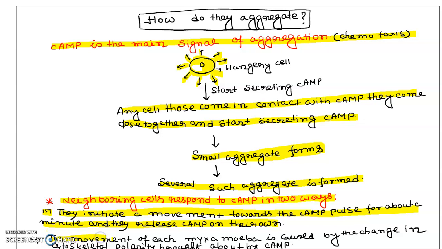The movement of each myxamoeba is caused by a change in cytoskeletal polarity brought about by the cyclic AMP. So the major important factor here is cyclic AMP, which is secreted extracellularly into the environment, and this is a rare phenomenon. We know cyclic AMP is basically involved in intracellular communication or cellular signaling pathways and is known as a second messenger. But here cyclic AMP is secreted into the environment, extracellularly. That is what is peculiar about cyclic AMP.